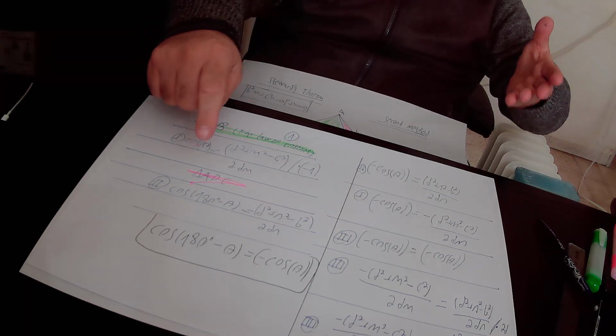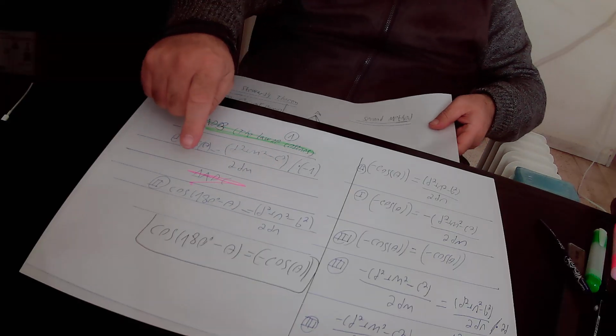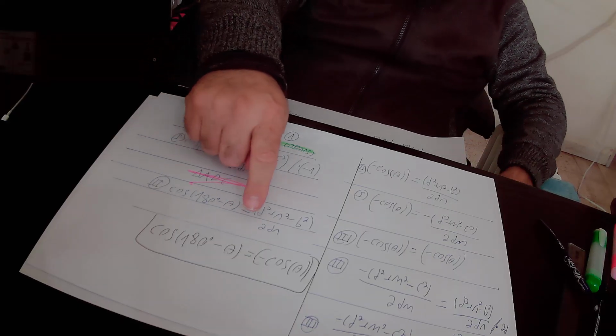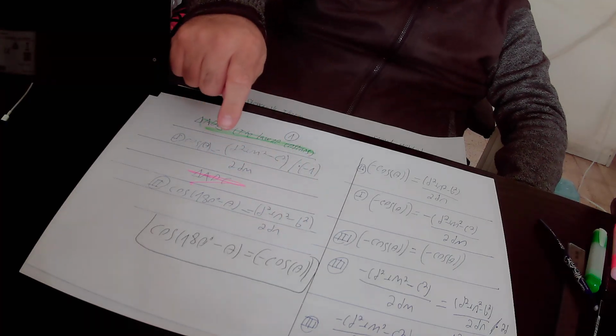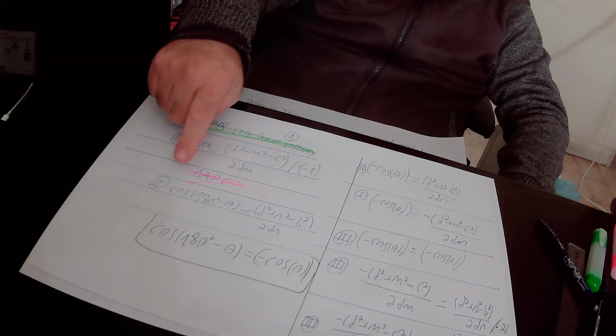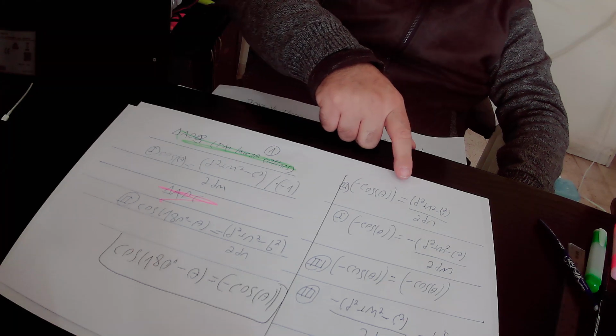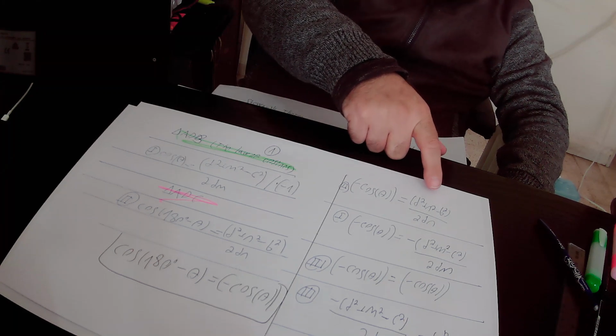We have the trigonometric identity that cosine 180 degrees minus theta equals minus cosine theta. So we substitute cosine 180 degrees minus theta in this equation, equation number 2, by minus cosine theta, and we got that minus cosine theta equals d squared plus n squared minus b squared over 2 times dn.